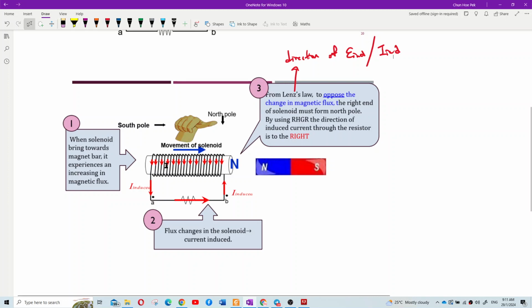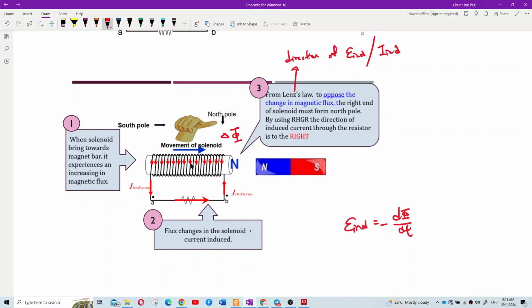Kalau you bergerakkan solenoid ke arah magnet, so kutub ini akan jadi north juga. When you move the solenoid towards the magnet, there is a change of magnetic flux in the coil. There is delta phi inside the coil, so it will induce. That's why you have E induced equal to negative d phi over dt.